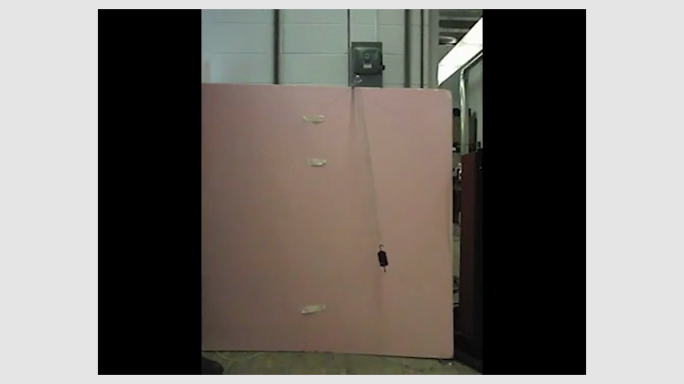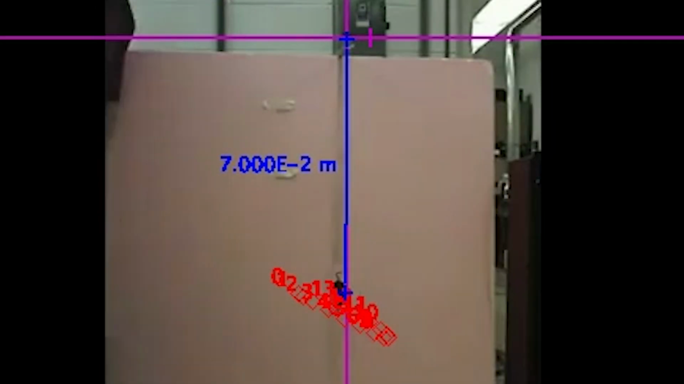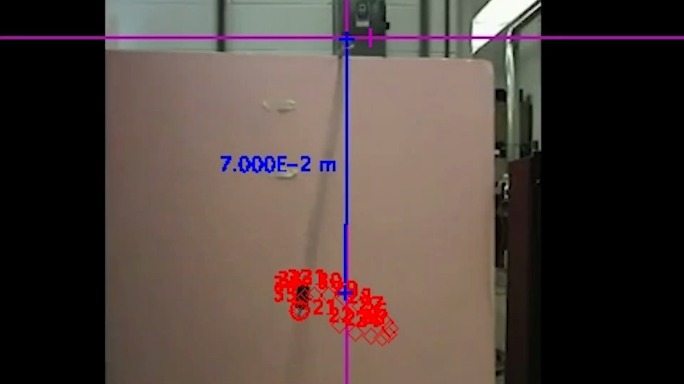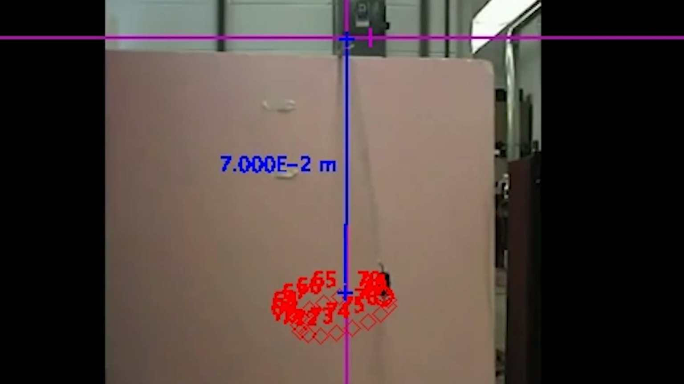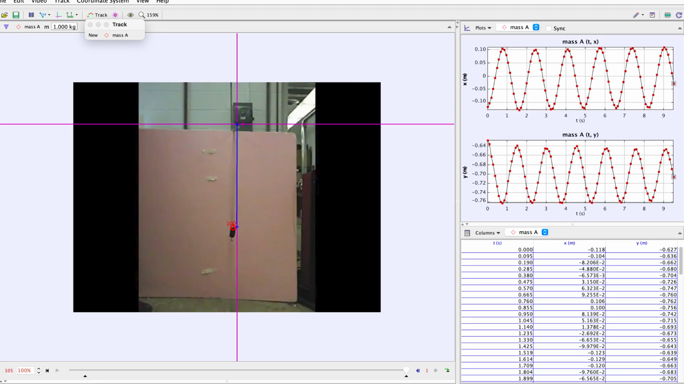To do this lab, I used a tracker to track the mass as it moves. I set the origin to be the fixed point at the end and set the initial distance of the string to be 0.7 meters. This allows us to have a scaled representation and allows us to take accurate data. I then tracked the mass over time and exported the X and Y data to Excel. This will be used to analyze the difference between the model and the tracked data.